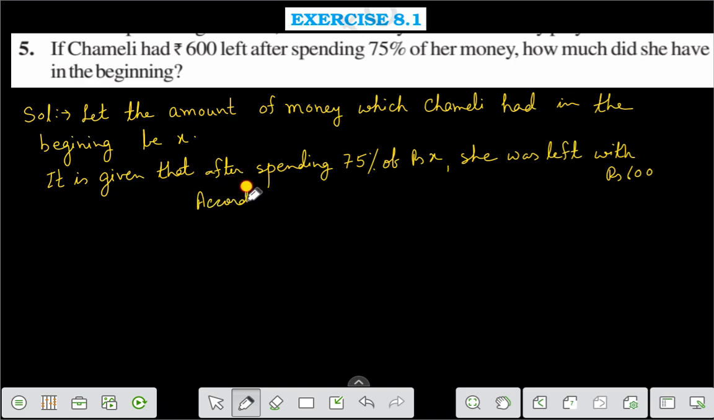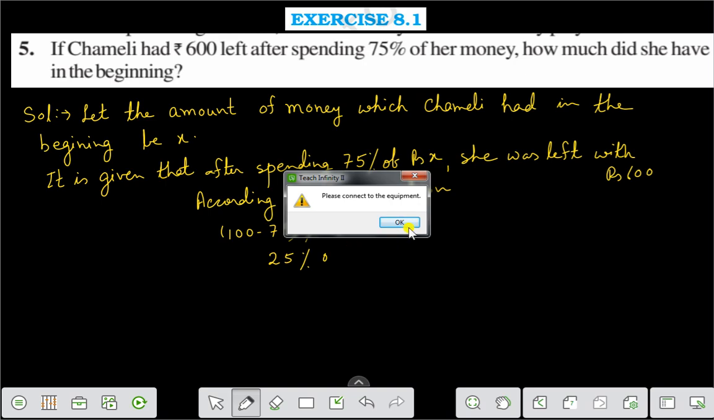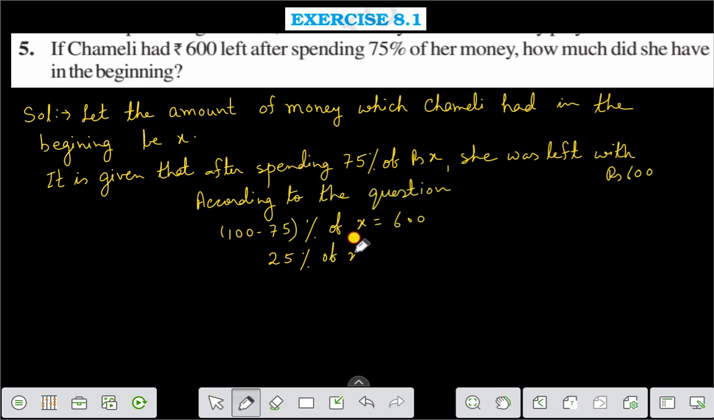according to the question, 100 minus 75 percent of x is equal to 600. 100 minus 75, that is 25% of x is equal to 600.